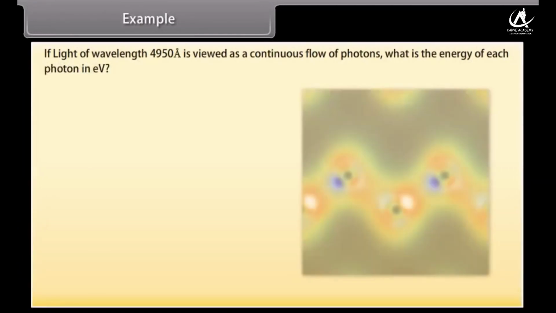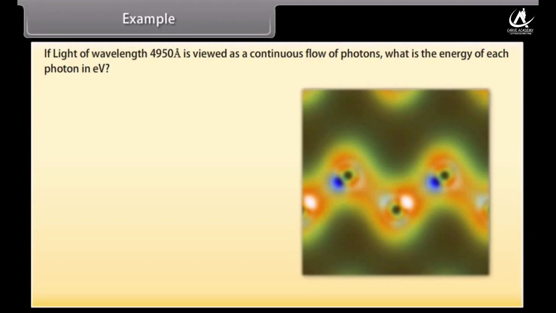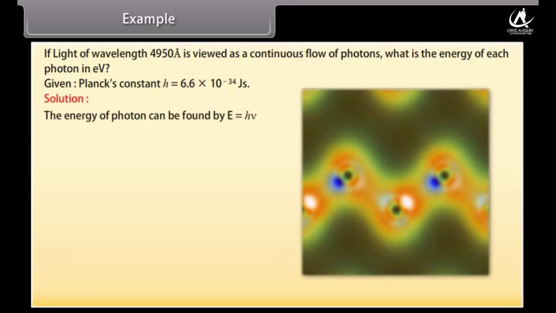Example. If light of wavelength 4950 angstrom is viewed as a continuous flow of photons, what is the energy of each photon in eV? Given Planck's constant h as 6.6 × 10^-34 joule second. Solution. The energy of photon can be found by E equals hν, E equals hc by λ, name it as equation 1. c is the speed of light, which is 3 × 10^8 meter per second.